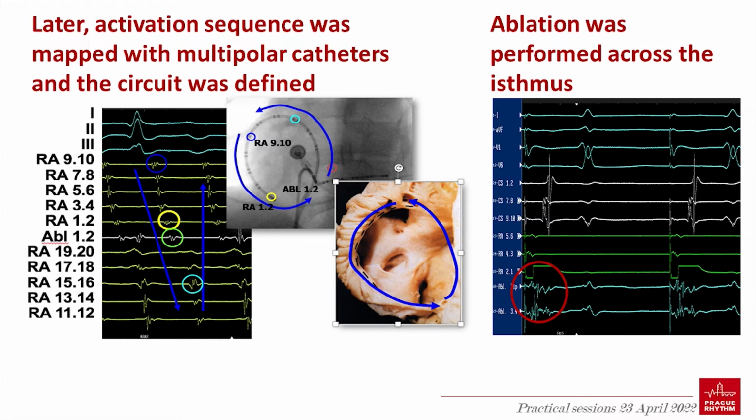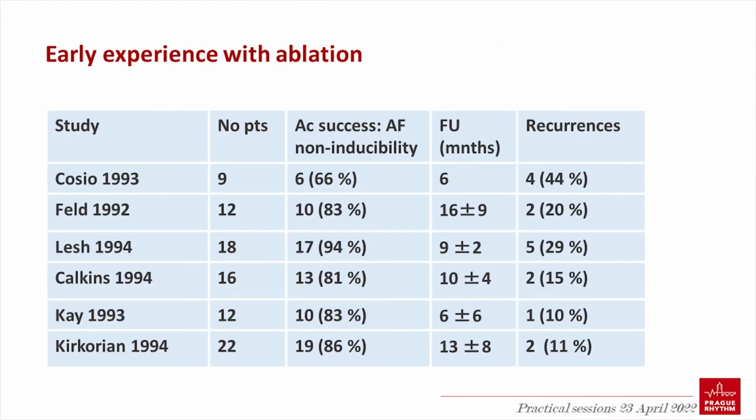Ablation was performed across the isthmus, and here you can see some gap signals or some fragmented signals on the line. However, the goal was only to interrupt the arrhythmia and prevent inducibility of atrial flutter. For this reason, the early experiences were not so good. As we can see, acute success varied between 66 and 94%, and there were many recurrences of arrhythmia.